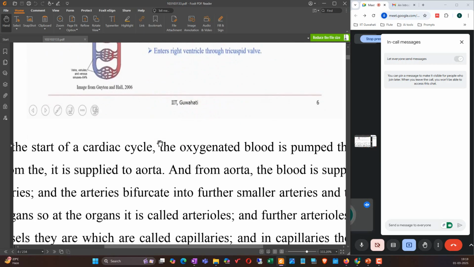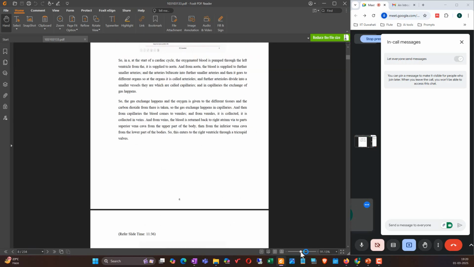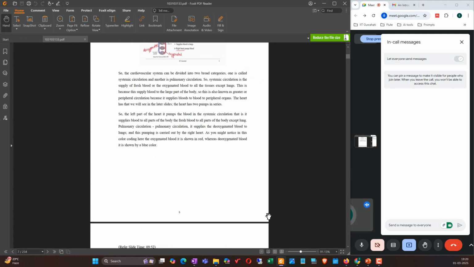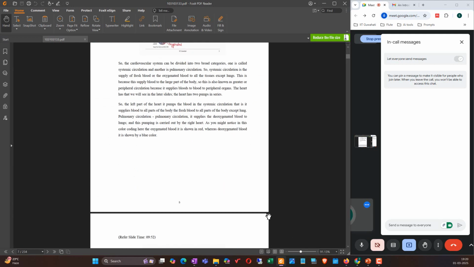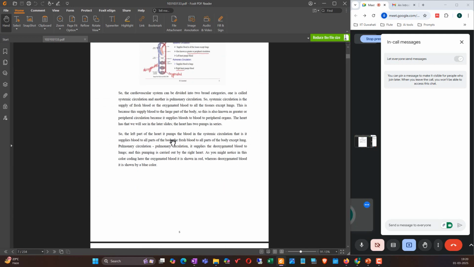So if you see, this discussion was also there, and if you look at the discussion carefully, the left part of the heart pumps the blood into the systemic circulation. Okay, that is, it supplies blood to all the parts of the body, and the lung is not there.